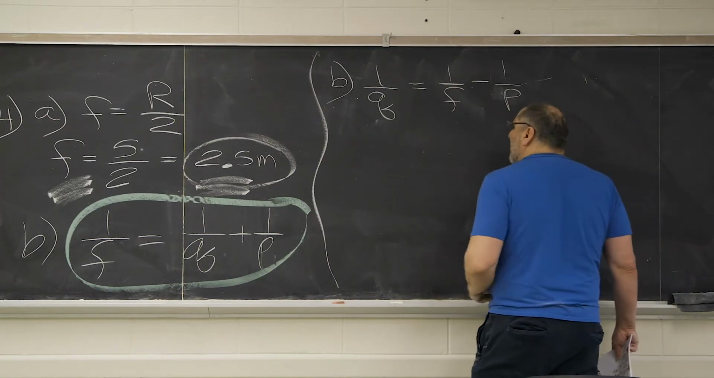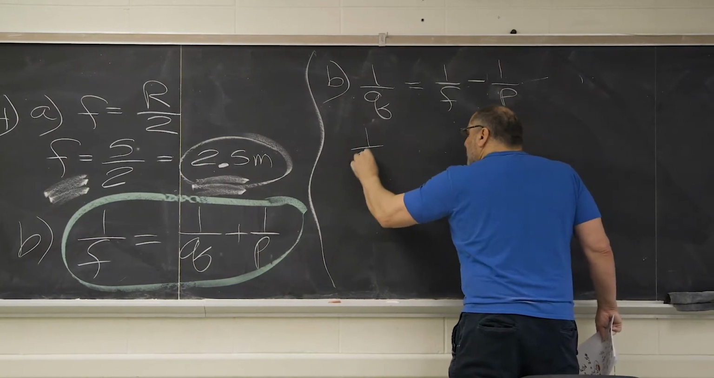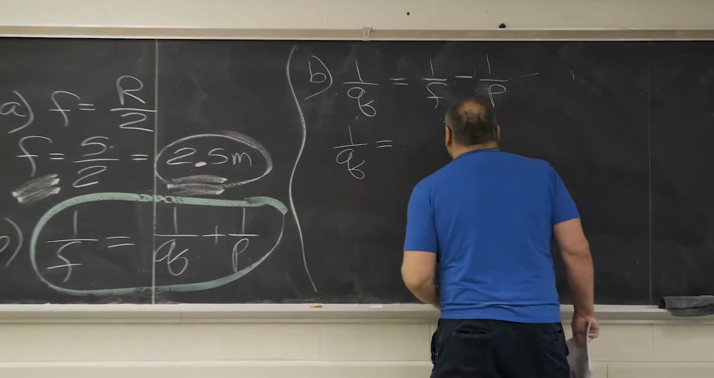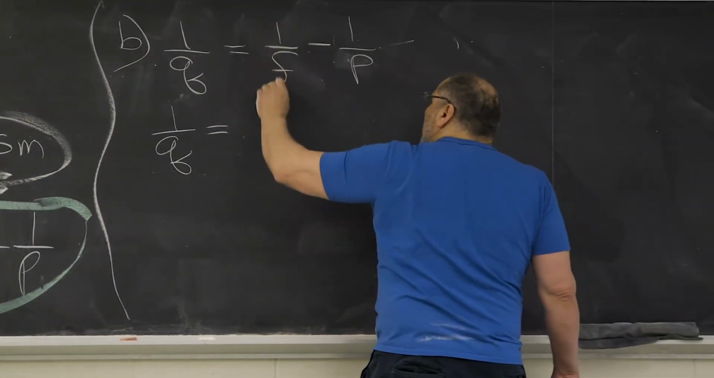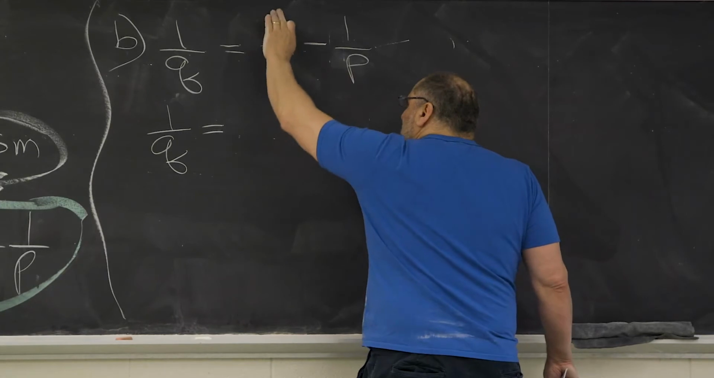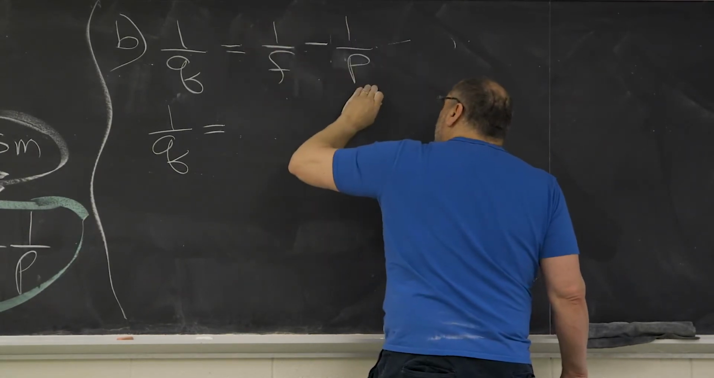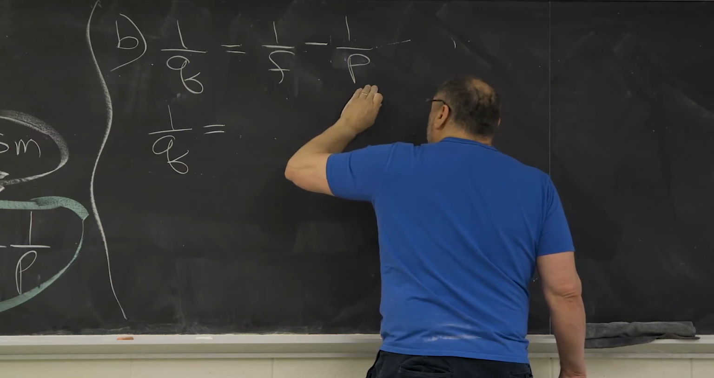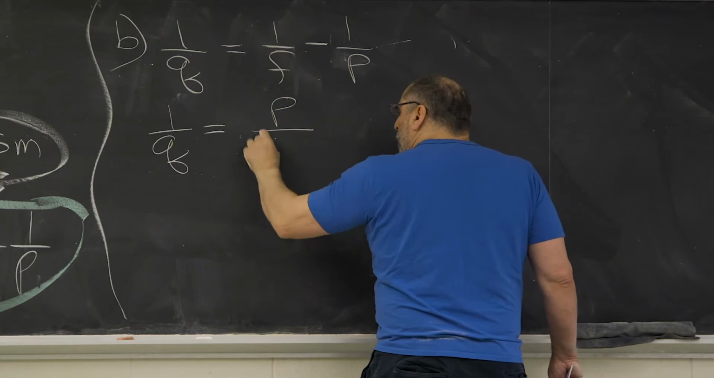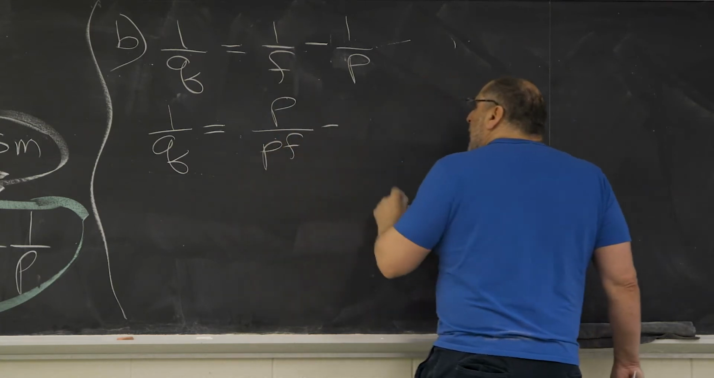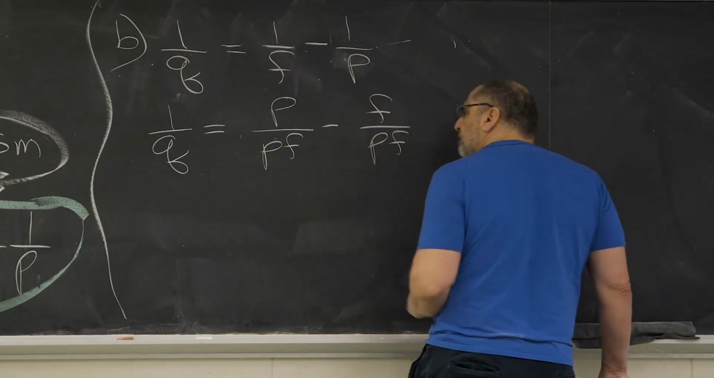There are a lot of ways you can do it. Let's try to get some common ground here. We'll leave this one as is. This is not the only way to do this, guys. Let me multiply this term by a special one called P over P, and this term by a special one called F over F. What you're going to get is P over PF here, and F over PF here.